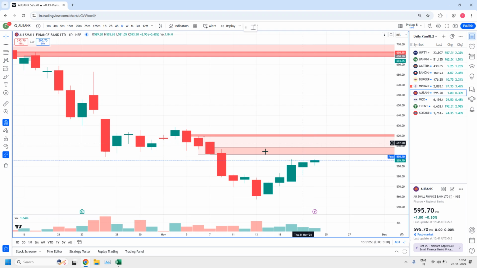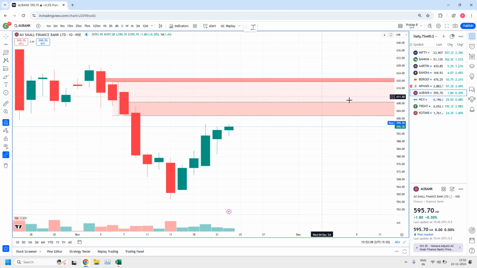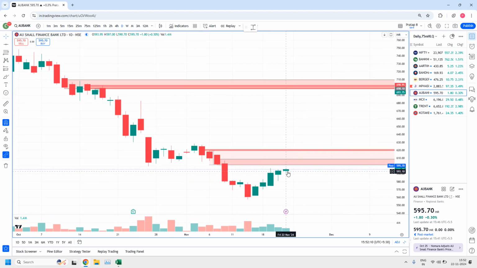Look into yesterday's video to understand. In case you did not listen to yesterday's video, please listen and understand how I fine-tuned this zone. But anyway, today price didn't enter into the area.